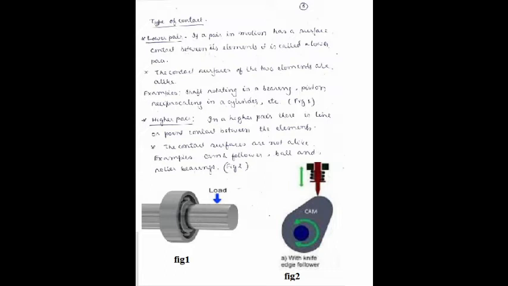In a lower pair, you will find that the two elements are having surface contact, means they are having surface to surface contact. Here we have given two examples. Number one example is a shaft rotating in a bearing, which is shown in the figure 1. You will see that there is a shaft and this shaft goes through a bearing. So inner surface of the bearing and the outer surface of the shaft are alike and they are having surface contact. And the second example is for piston reciprocating in a cylinder. If you imagine a piston reciprocating in a cylinder, you will find that the outer surface of the piston and the inner surface of the cylinder are having surface contact.